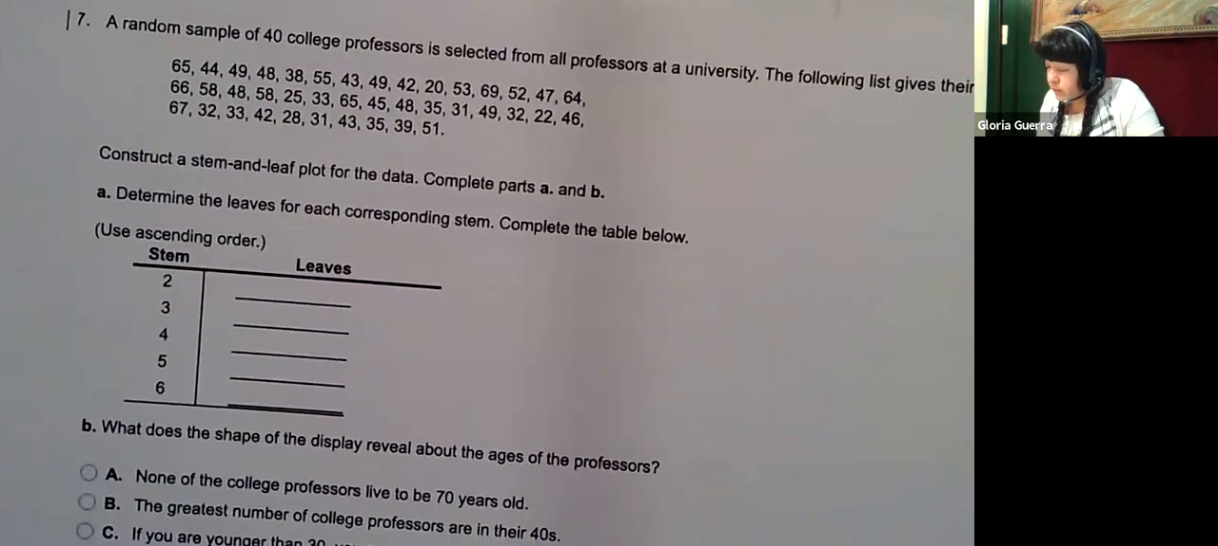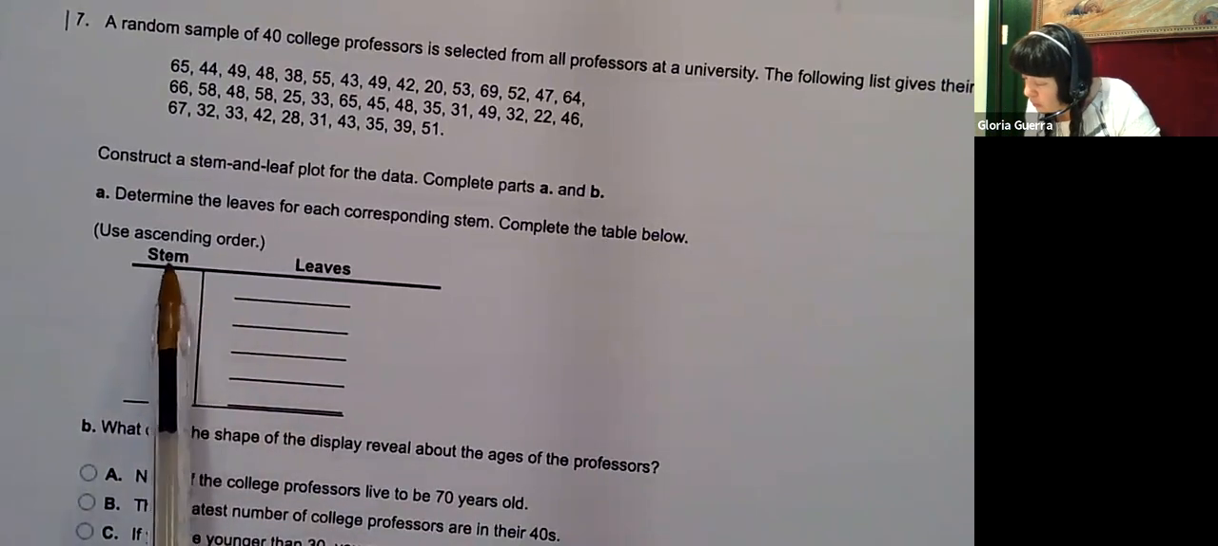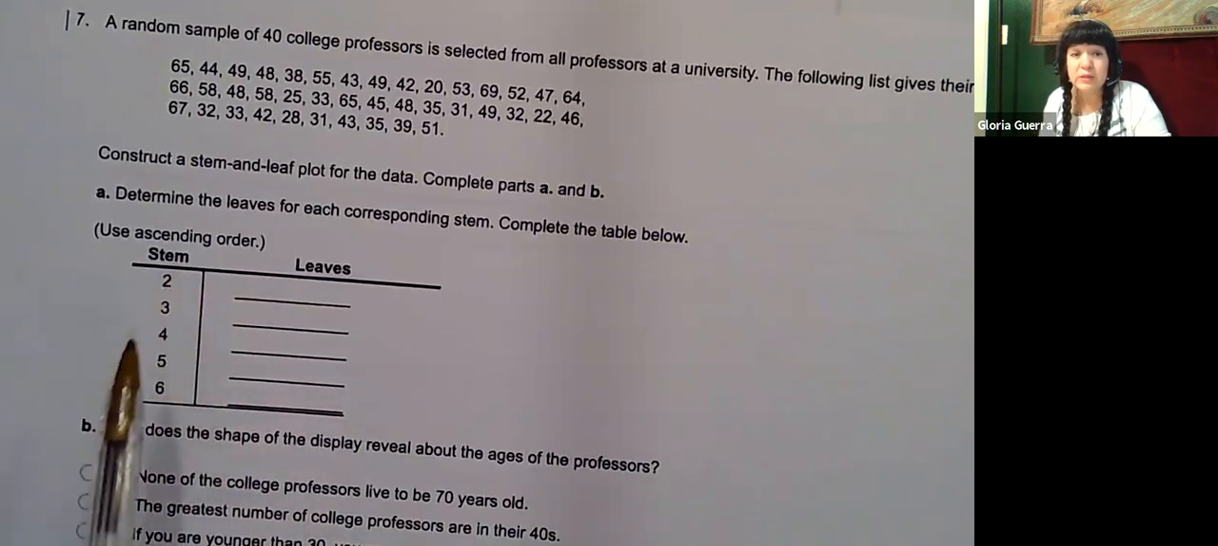Okay, let's look at 17 now. A random sample of 40 college professors is selected from all professors at a university. The following list gives their ages. Construct a stem and leaf plot for the data. Complete parts A and B. Part A is determine the leaves for each corresponding stem. Complete the table below. And then they want you to answer information about your stem and leaf plot. And it does say that under your leaves, it wants them in ascending order.